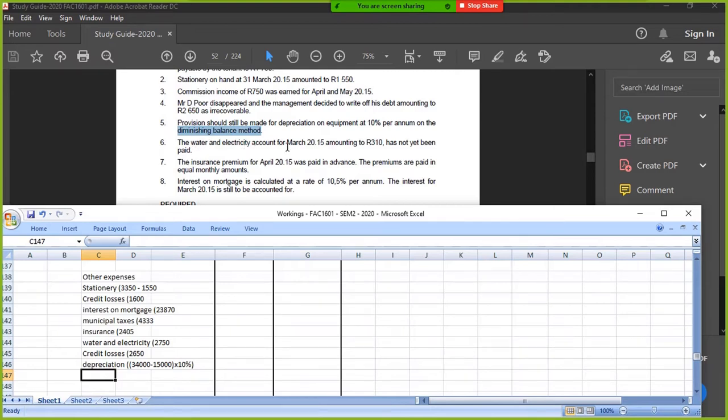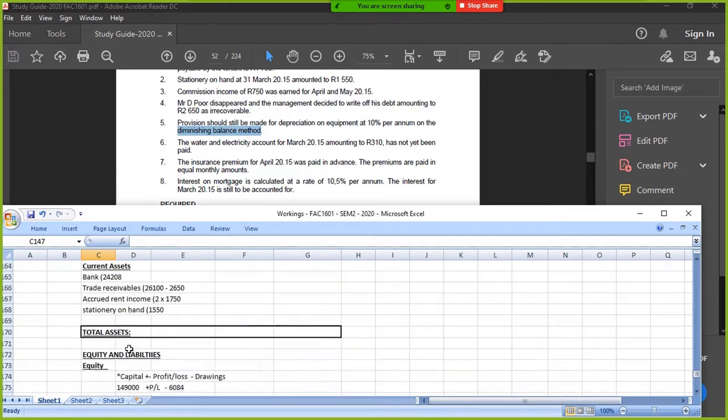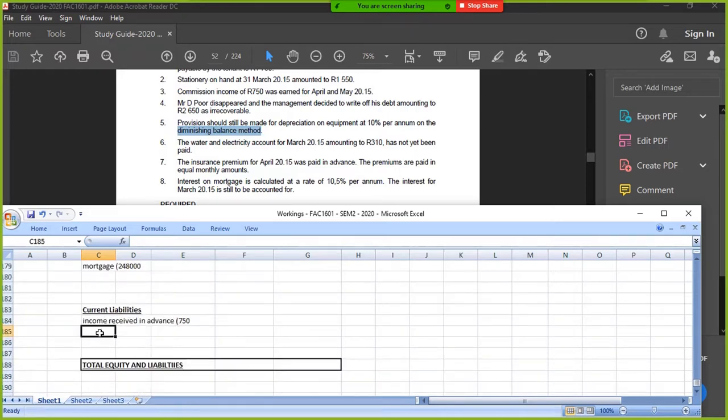Number 6. Water and electricity for March amounting to 310 has not been paid. If something hasn't been paid yet, it's an accrued expense. Did you go with that? Yes, you did. Okay, I see your working said credit accrued expense. Very good. You know that's a liability, so that's going to go here. Accrued water and electricity expense. Okay, because I'm showing them all separately. Right, in brackets, 310.